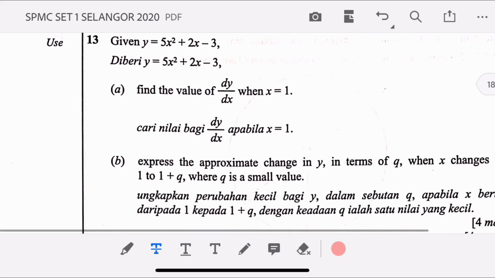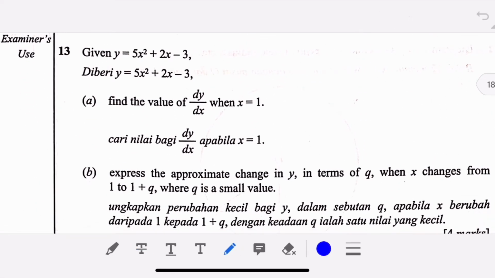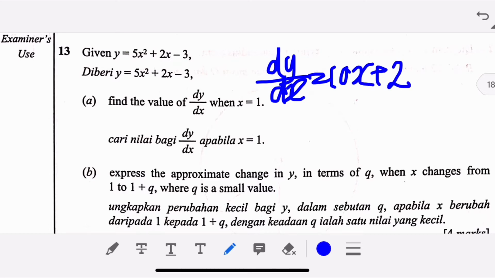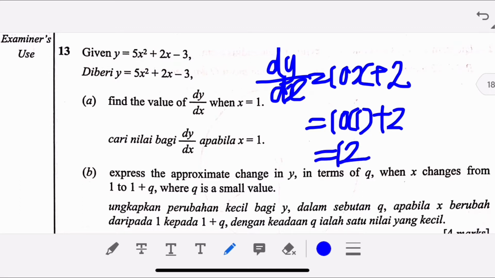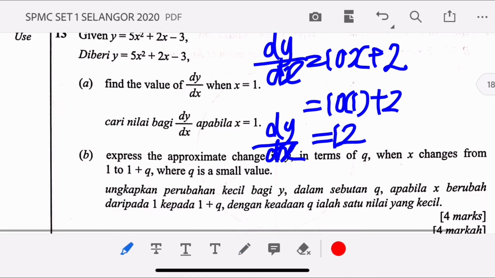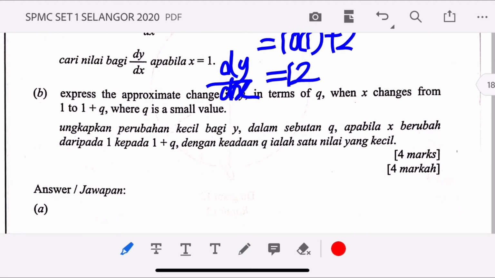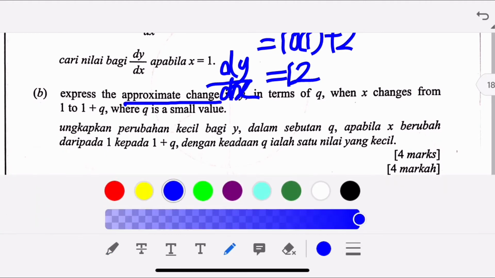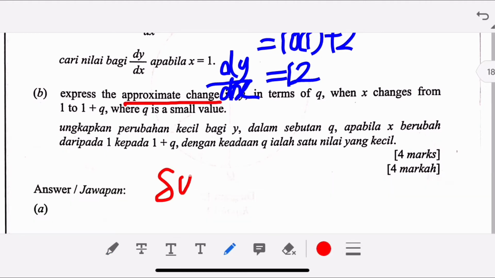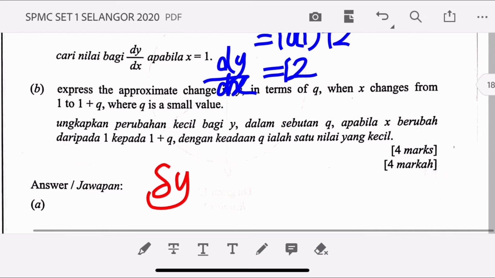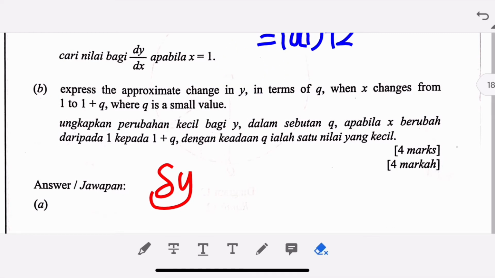So then we proceed to question 13. When you see dy/dx is 10x plus 2, and when you substitute 1, you will get 12. So dy/dx is 12. Right, it's very easy to get the marks. Okay, express the approximate change. Whenever you read the question, whenever you see the approximate change in y, we have approximate change in y and x.